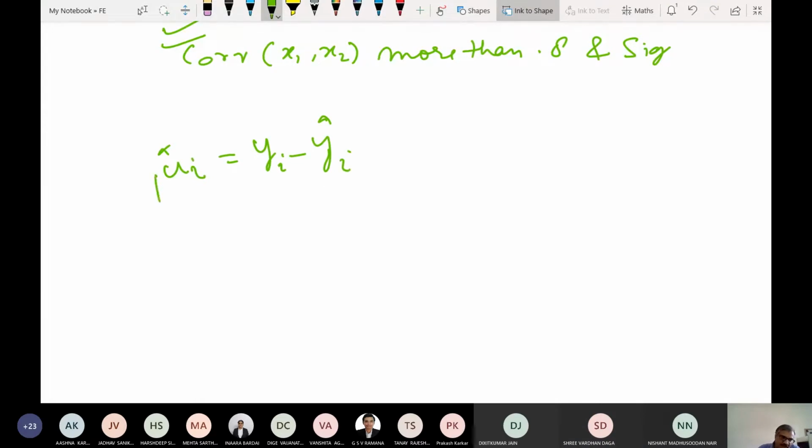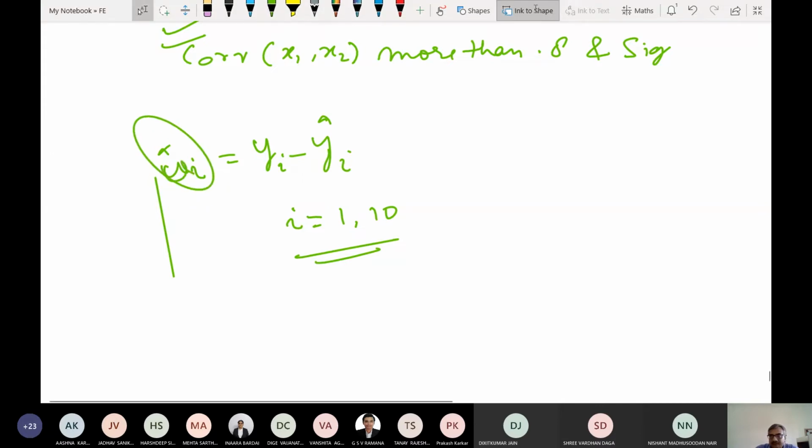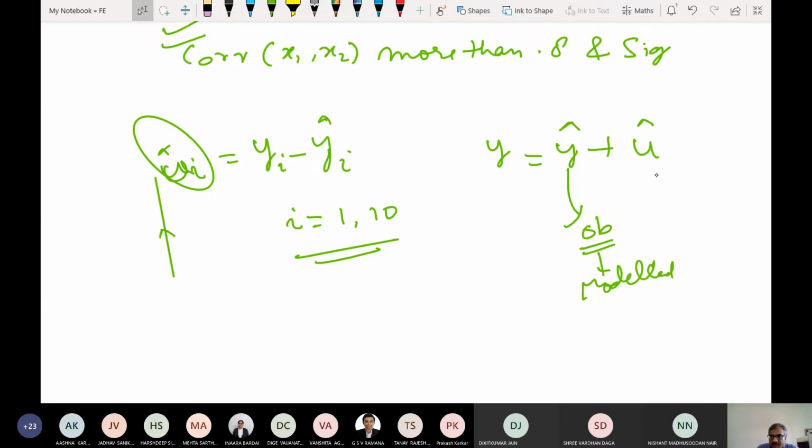Suppose we have got 10 observations. So we will have i from 1 to 10. This is an important thing. If you recall, this is the model, the regression model, and this is the error term. So this becomes the observed, which is what we have modeled, and this is something which is unobserved. We have not been able to model this.